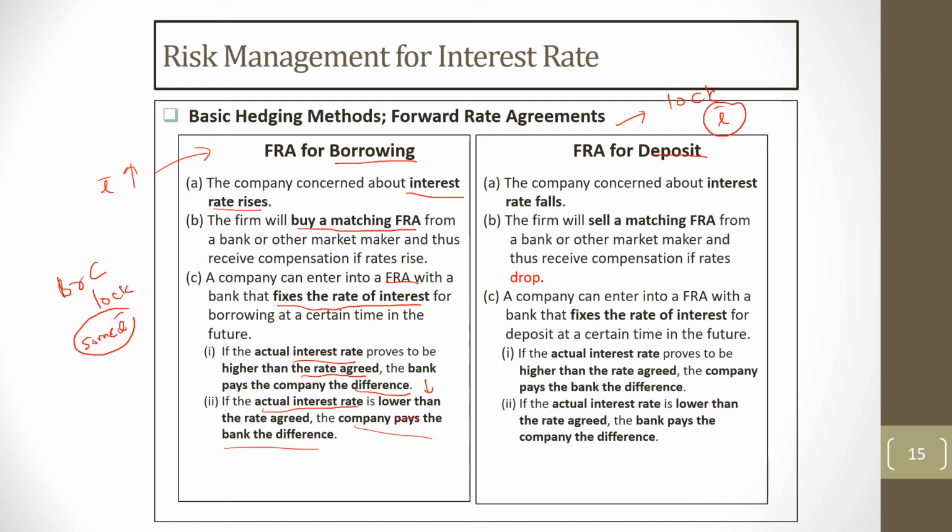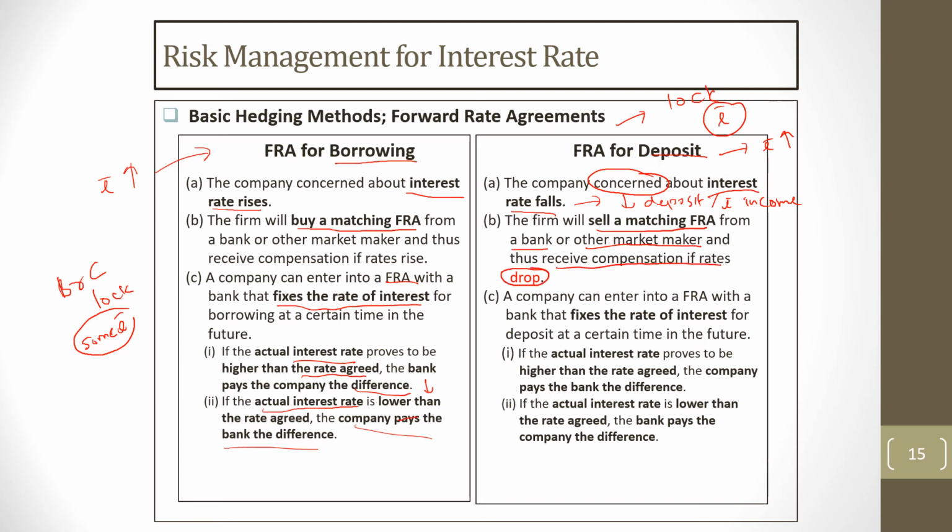For the deposit, dia macam berlawanan daripada FRA borrowing. So deposit dia lebih mementingkan on the interest decrease. So maksud dia akan concern on the interest rate fall. Kenapa rate fall? Sebab dia akan menyebabkan dia punya deposit income ataupun interest income akan lower kalau dia punya interest rate fall. That's why the concern. So the firm will sell a matching FRA to a bank or other market maker and thus receive compensation if the rates drop.